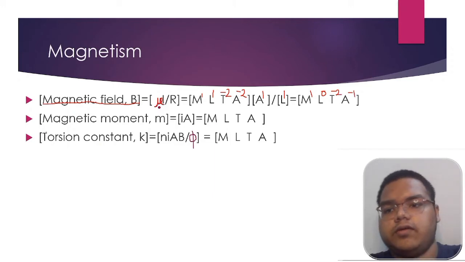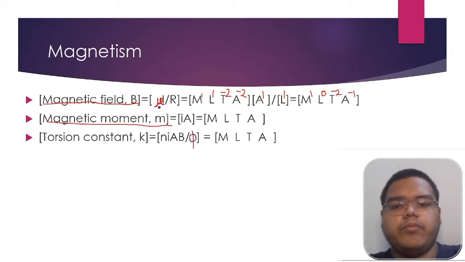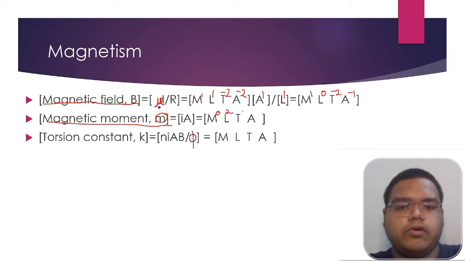Okay. Next, magnetic moment M. Magnetic moment M will have the dimension of current I into area, which will be equal to M to the power 0 L to the power 2 T to the power 0 and A to the power 1.